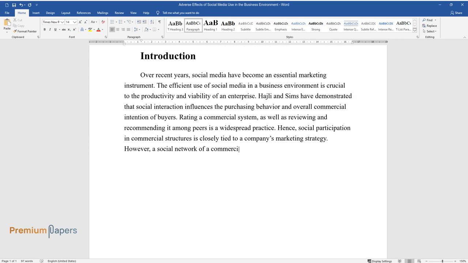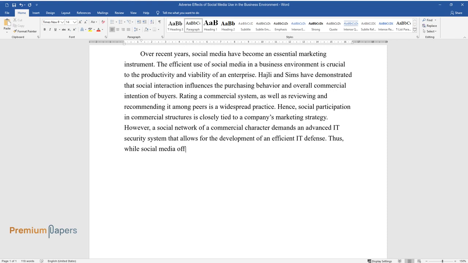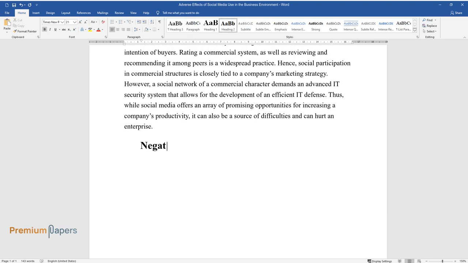However, a social network of a commercial character demands an advanced IT security system that allows for the development of an efficient IT defense. Thus, while social media offers an array of promising opportunities for increasing a company's productivity, it can also be a source of difficulties and can hurt an enterprise. Negative impacts.